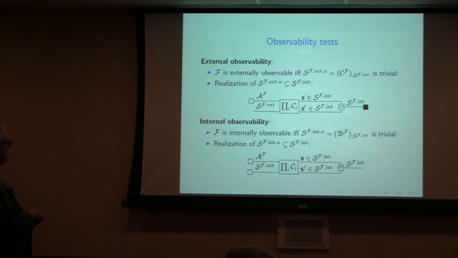And here's a test for external observability. Here's a realization of it. You simply realize this by setting all the variables to 0, but allowing any internal variables you like. And you ask whether this is trivial or not, and that determines whether it's observable, just by definition, really. Internal observability, you set the external variables to 0, and you ask if the internal variables are 0.